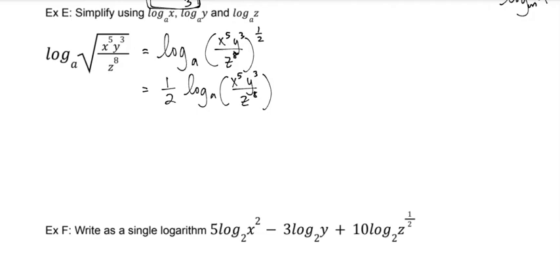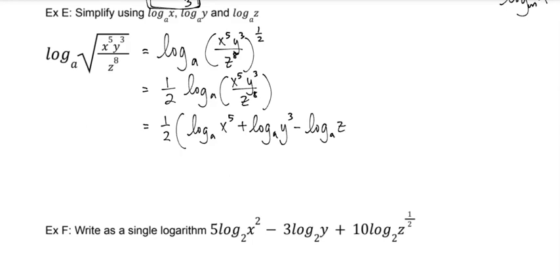So this is equal to half log base a of x to the 5 y cubed over z to the 8. So I bunny hopped out my half, and now I'm going to open that up. And when I do open that up, I am going to have to put a bracket around it. So log base a of x to the 5 plus log base a of y cubed, using that product rule, minus log base a of z to the 8, using that quotient rule.